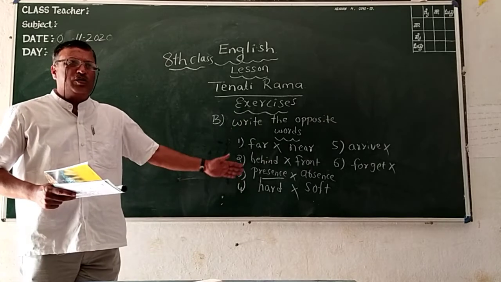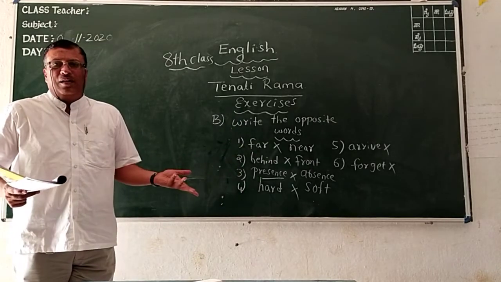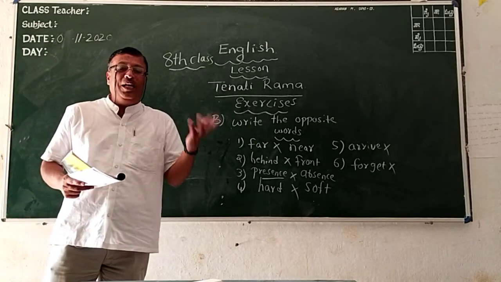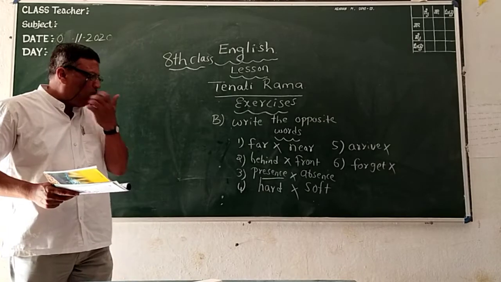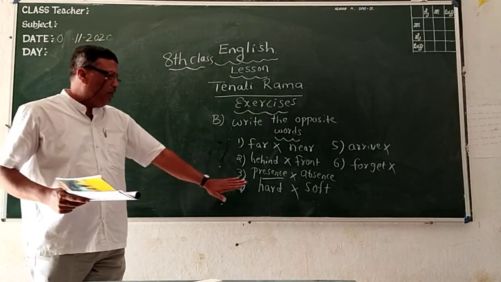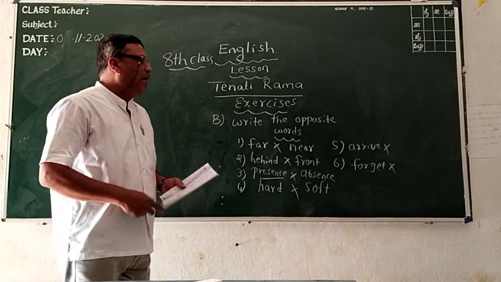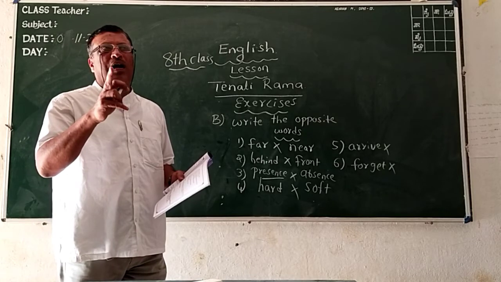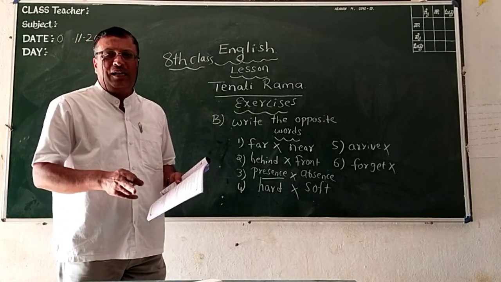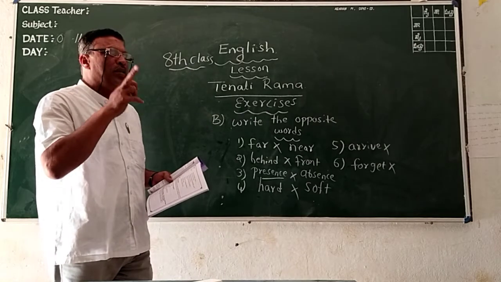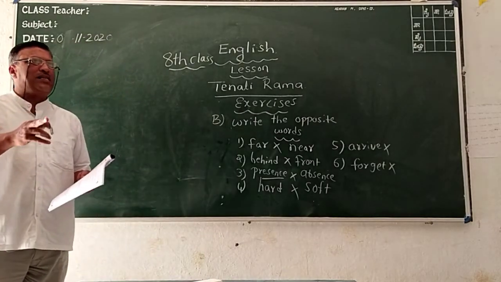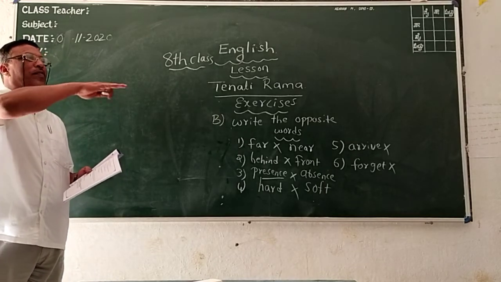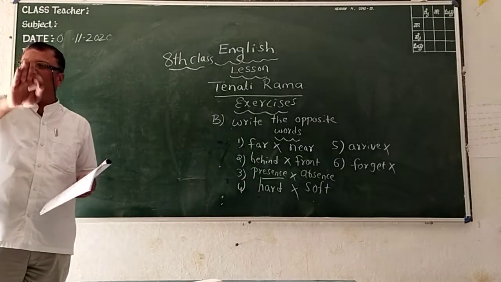You use these words regularly, but we don't know their meaning. What is the meaning of these words? Hard, soft. Then arrive. Arrive means, go through the dictionary. It is better, if you want to solve the exercises, if you don't know the proper meaning of a word, just go through the dictionary and take note.